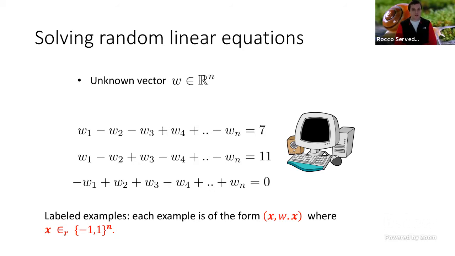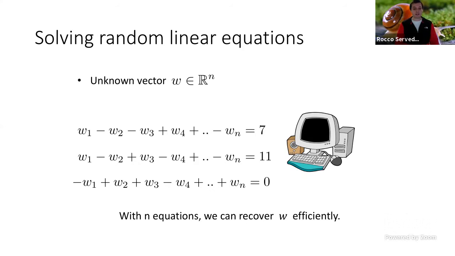Okay, so suppose we want to solve a system of linear equations like this. This is, of course, something we all know how to do. If we get n or maybe a little bit more than n equations, as long as we get n linearly independent equations, we can recover the solution efficiently. And this is, of course, just Gaussian elimination. So we're all very familiar with this. This is a simple problem.